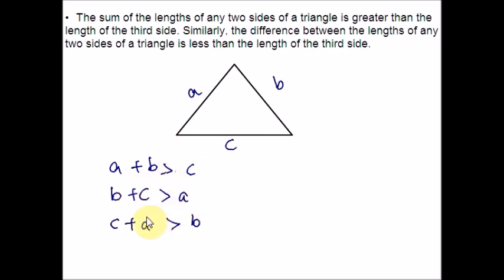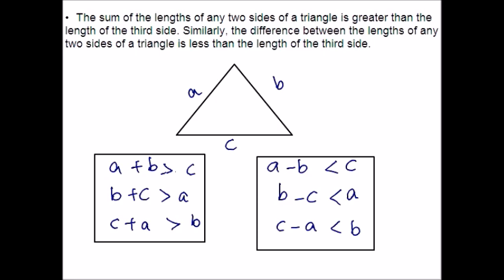inequality format. A plus B is greater than C. A, B, C are the three sides of a triangle. B plus C is greater than A. C plus A is greater than B. Now let me write the formula for differences between the lengths of any two sides. Does this make sense for you? This is for the sum of the lengths and this is for the differences between the lengths of any two sides. Differences will be less than and the sum would be greater than. Let us move towards the third property.